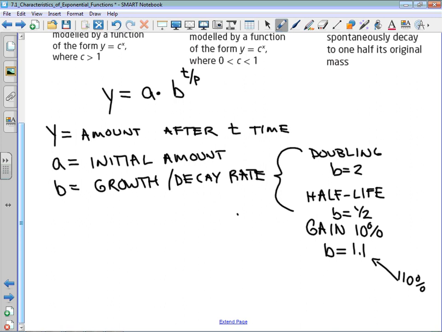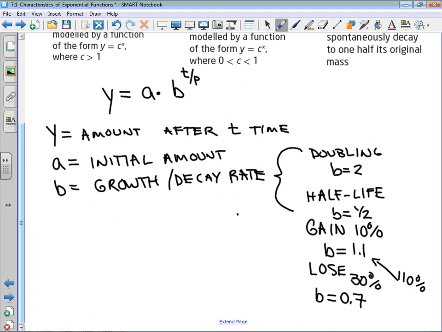Then after a month, I'm going to have 100 times 1.1. So I still have my 100, but then I have that additional 10%. That's going to come up in the notes, so I want to address it here, in the textbook. Similarly, you might have something where we lose 30% each time interval, whatever that is. B would be equal to 0.7 because we have 70% remaining.